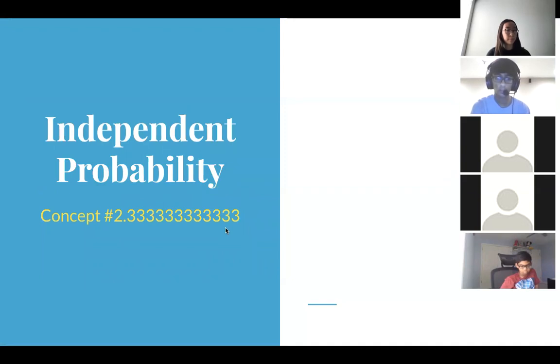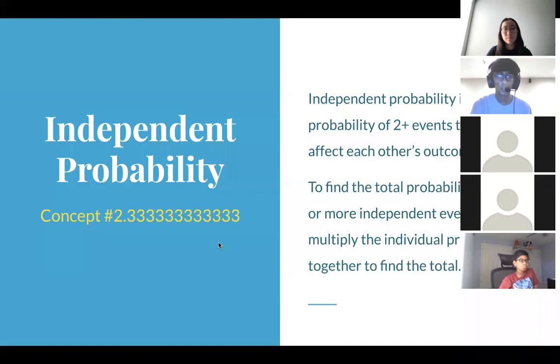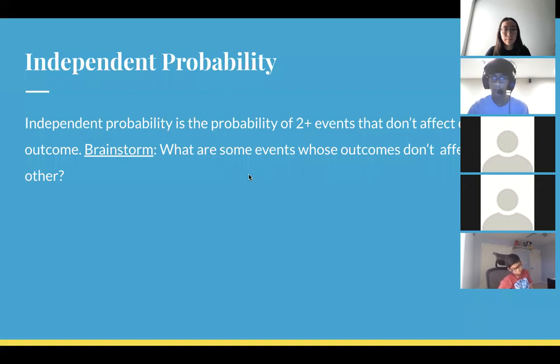Okay. Independent probability. So independent probability is the probability of two events, or more than 2 events, that don't have an effect on each other's outcome. So to find the total probability from 2 or more independent events, we multiply the individual probabilities together to find the total. All right, so this is kind of like what we've been doing so far.